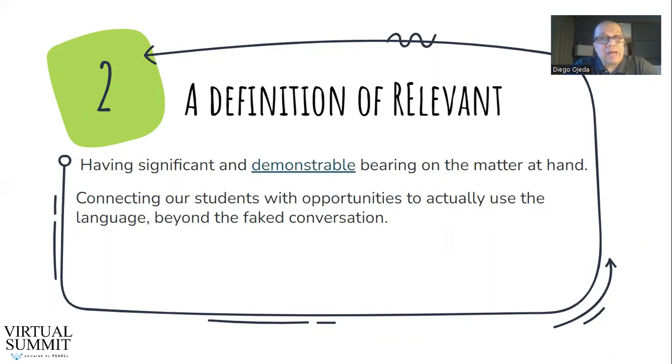Connecting our students with opportunities to actually use the language beyond the fake conversation. We spend just too much time creating fake conversations in our classrooms, just preparing for what is coming in the real world, when these days we have the tools to help our students use the language right away. Just think about an example, social media. This is a way they can use the language. Okay, my school doesn't allow us to use Twitter. Fine. Then just take a look at a target language country newspaper, or a target language country radio station.